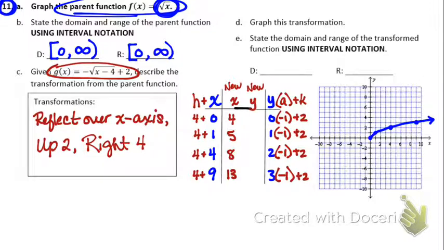All right, so I have 0 plus 2, so this is 2. -1, and then I go up 2. 1. -2, and then up 2. 0, and then -3, and then up 2. -1. So 4, 2, that's right on my parent. 5, 1, 8, 0. 13's not on my graph, but he'd be like over here somewhere.